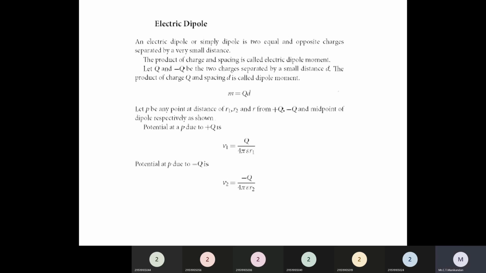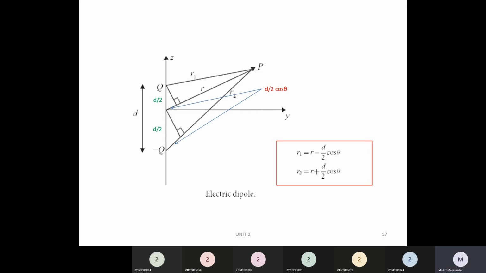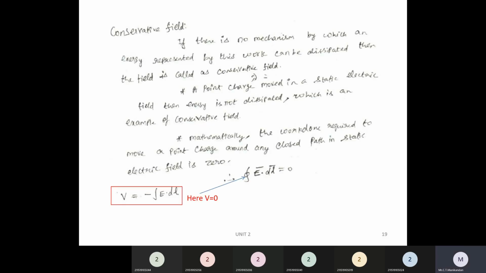And the electric dipole also we have seen, the potential due to an electric dipole. Now you will be seeing about the conservative field. Any electric field we have is a conservative field. So what is that conservative field? Conservative field is nothing but a field in which no work is done to move a point charge around.